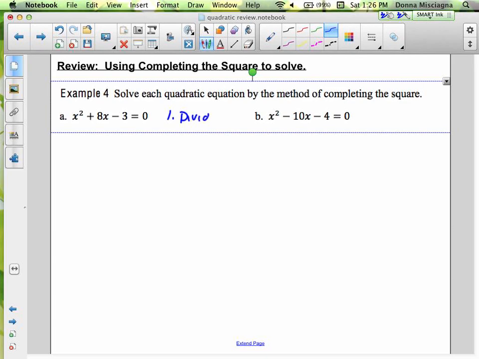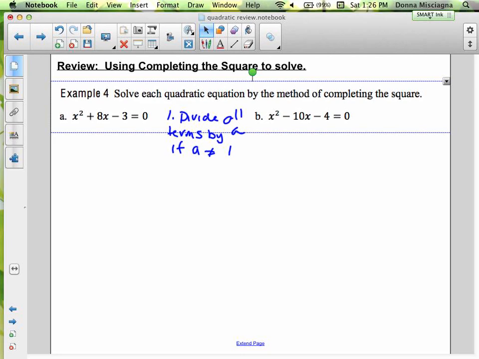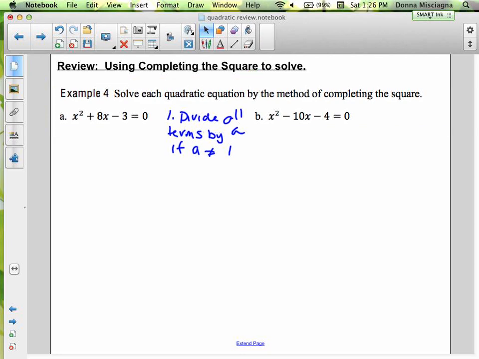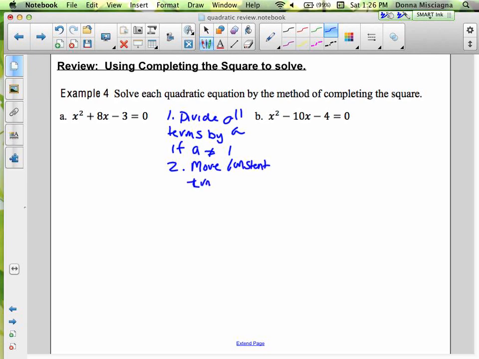divide all terms by A if A does not equal 1. In this case, that's an unnecessary step because A is equal to 1. So we skip that step, and we go to our next step, and that is move the constant term.